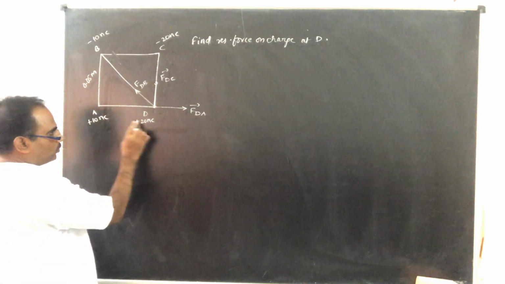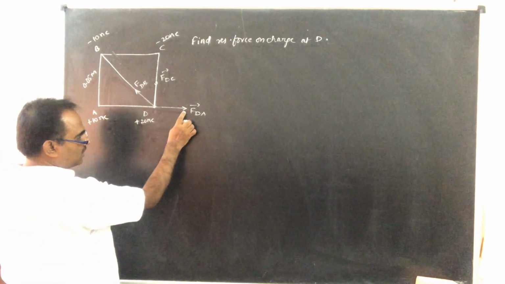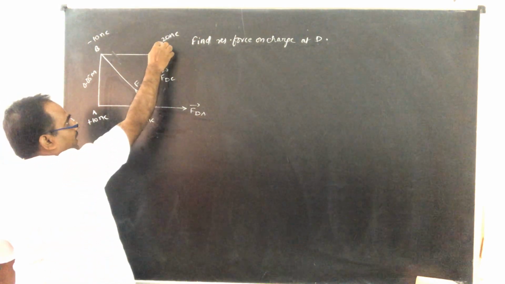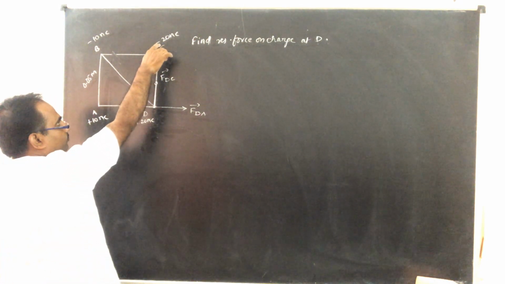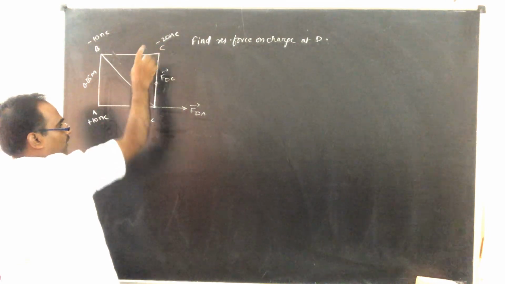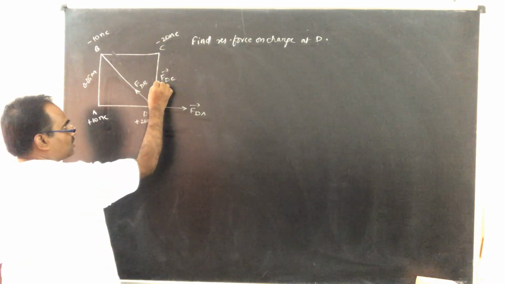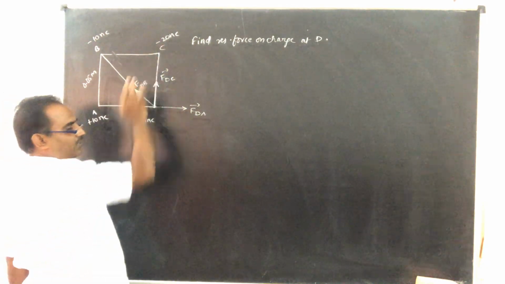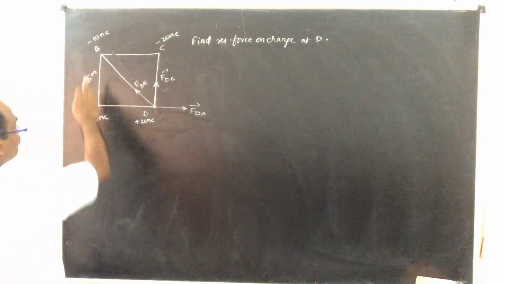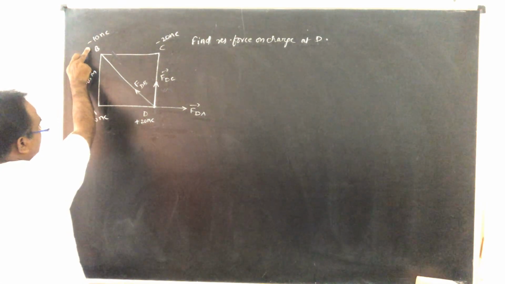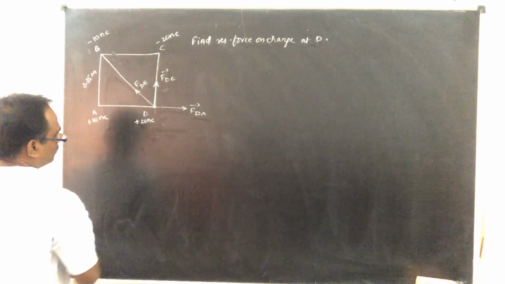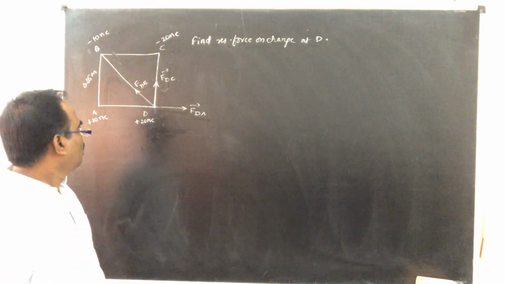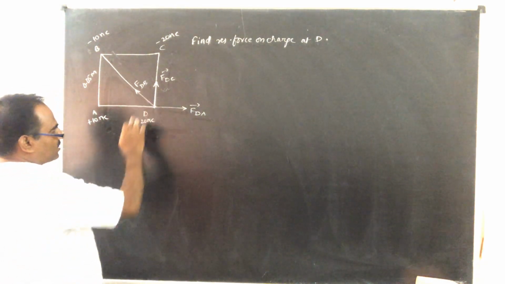So due to this positive charge, on this positive charge, the force is in this direction. So this is FDA. Due to this negative charge, on this positive charge, the force is in this direction, because the negative charge tends to attract it. Here also one more negative charge is there. So this negative charge tends to attract it this way. So this is the direction of FDB. Now three forces are like this.